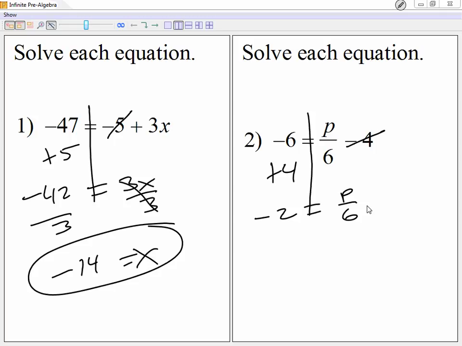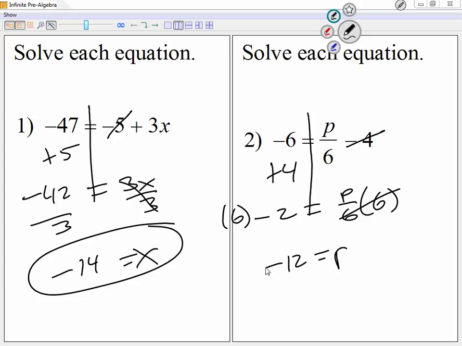But now, the way I'm going to get rid of a fraction, I know a fraction is division, so I'm going to multiply. I'm always going to do the opposite. This is divide. The opposite of divide is multiply. I'm going to multiply both sides by 6. That way I get rid of the fraction. So I'm going to have negative 12 is equal to p. That was pretty much it.